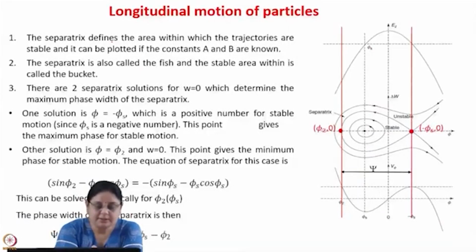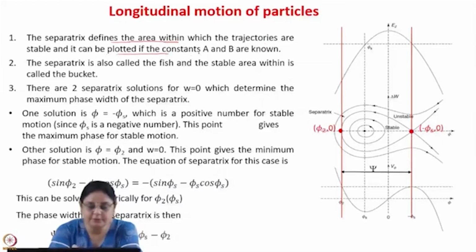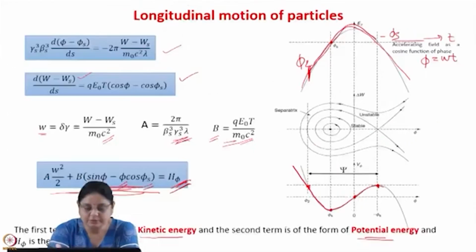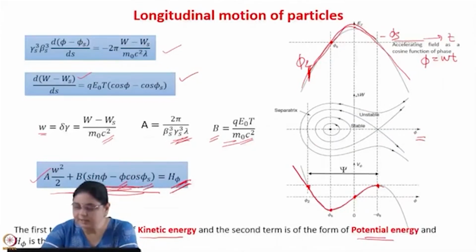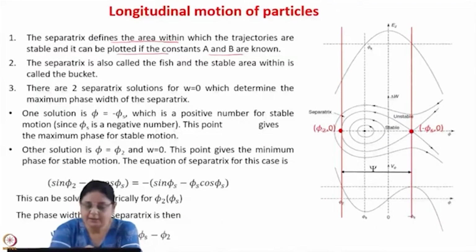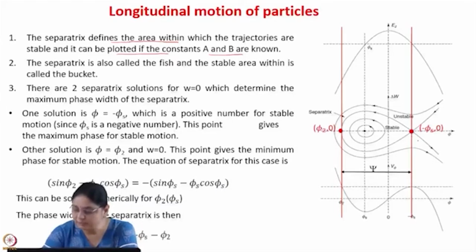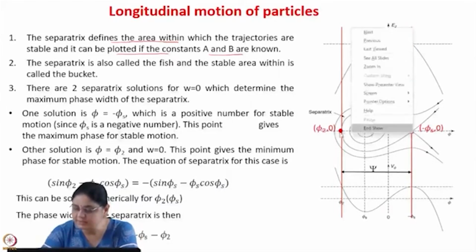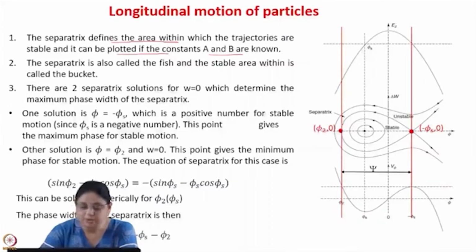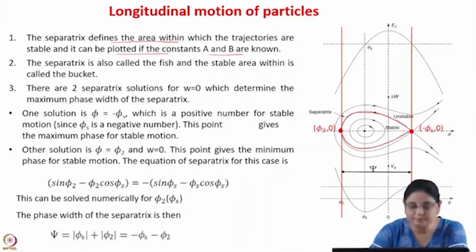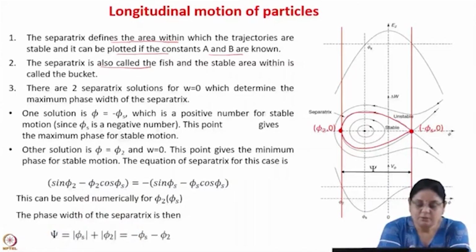The separatrix defines the area within which the trajectories are stable, and it can be plotted if the constants A and B are known. So we can plot this equation in phase space for phi and delta W. This is a longitudinal phase space. The stable motion extends from phi equal to minus phi s to phi equal to phi 2. This curve is called the separatrix. The separatrix is also called the fish, and the stable area within is called the bucket.